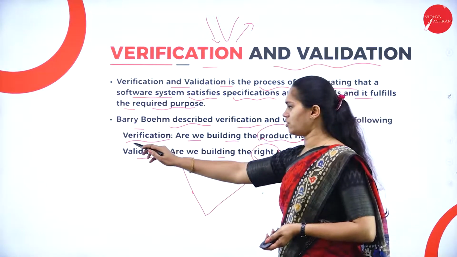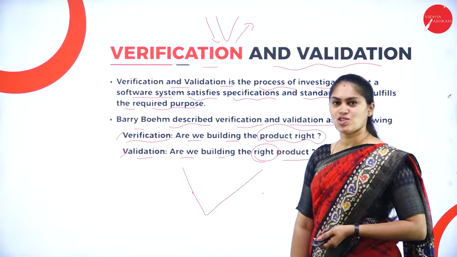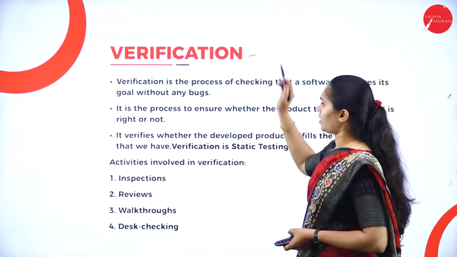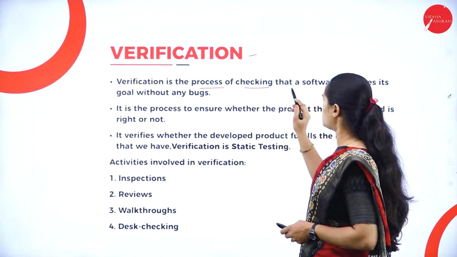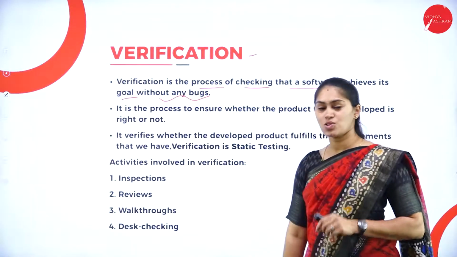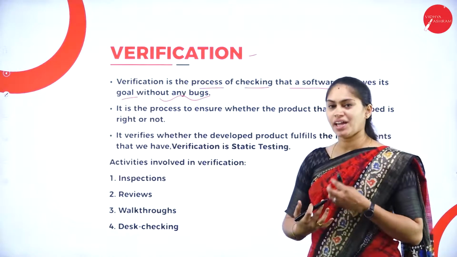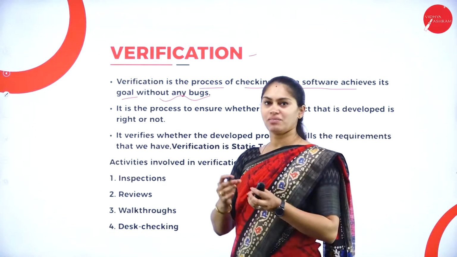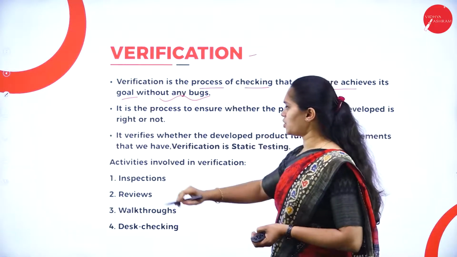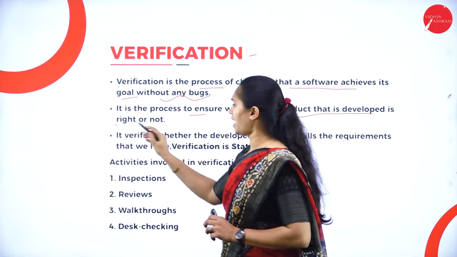These two lines of statement are very important when you are writing about the verification and validation model. And also, you can see verification right now: it's a process of checking that the software achieves its goal without any bugs. Are we building a product right? That is verification. We are checking, are we satisfying all the requirements? Are we including all the requirements without any errors or bugs? It is a process to ensure whether the product that is developed is right or not.